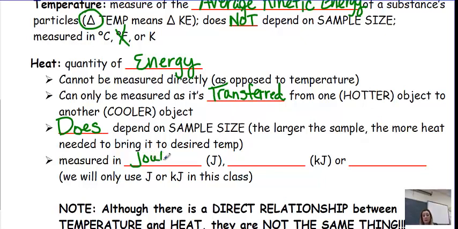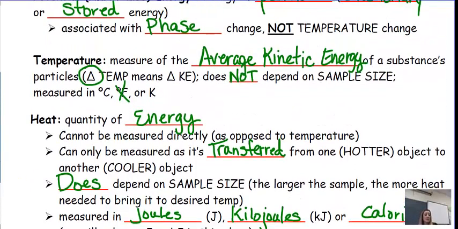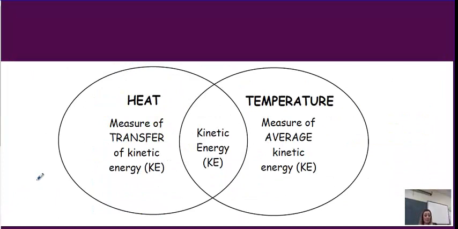This is going to be measured in joules, kilojoules, or calories, which we don't really use in chemistry, so we're going to focus on joules and kilojoules. Remember, kilo means 1,000, so this is actually going to be equal to 1,000 joules, okay, kilojoules. Note, although there's a direct relationship between temperature and heat, they are not the same thing. One is a quantity of energy, and the other is the measure of average kinetic energy.